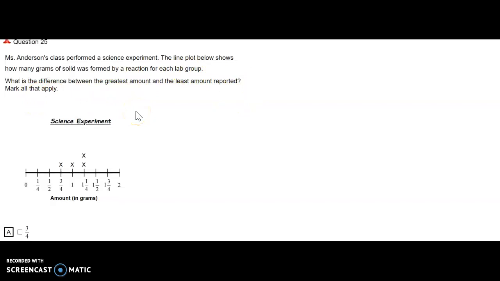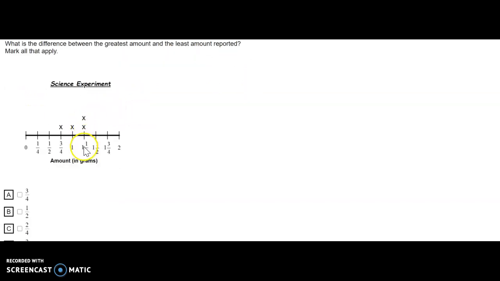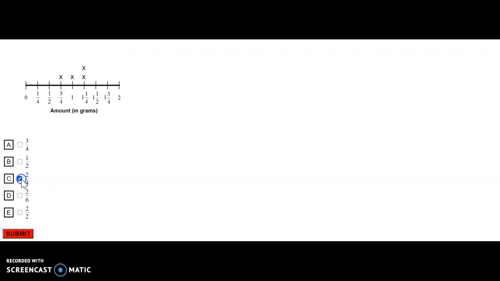Mark all that apply. Well, it looks like the greatest amount is 1 1/4, and then the smallest amount is 3/4. So if I set that up as a subtraction problem and I take 1 1/4 and subtract 3/4, I know that I'm going to have to regroup with this 1 1/4 because I can't take 3/4 away from 1/4. So I am going to borrow. Now I have 5/4 minus 3/4, which leaves me with the fraction 2/4. So C is the correct answer.